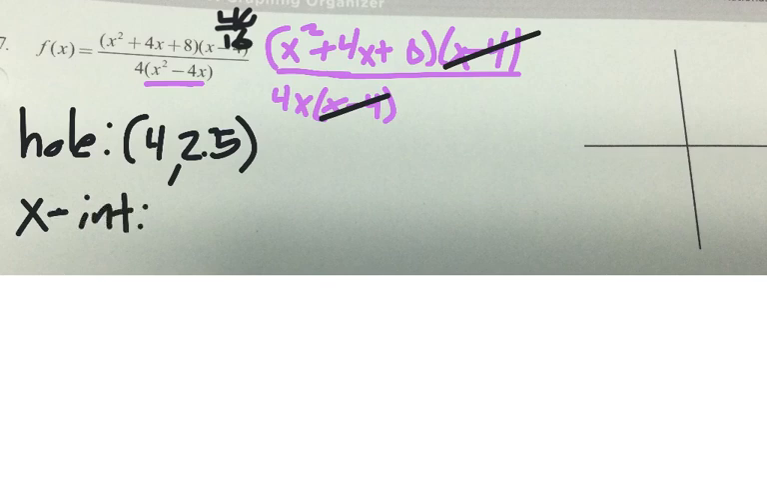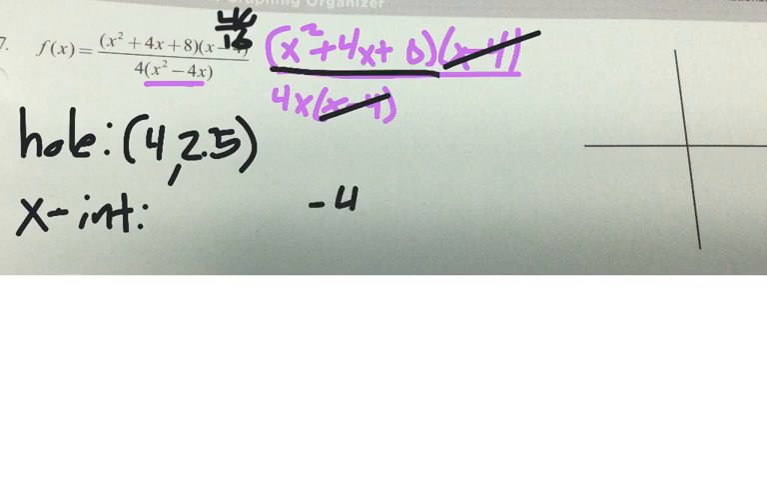X-intercepts. The only thing left in the numerator that could give an x-intercept is this quadratic, but I don't think it's going to because it didn't factor. So I think the only other way we could find them is using the quadratic formula or by graphing it. So I'm just going to use the quadratic formula very quickly with this.